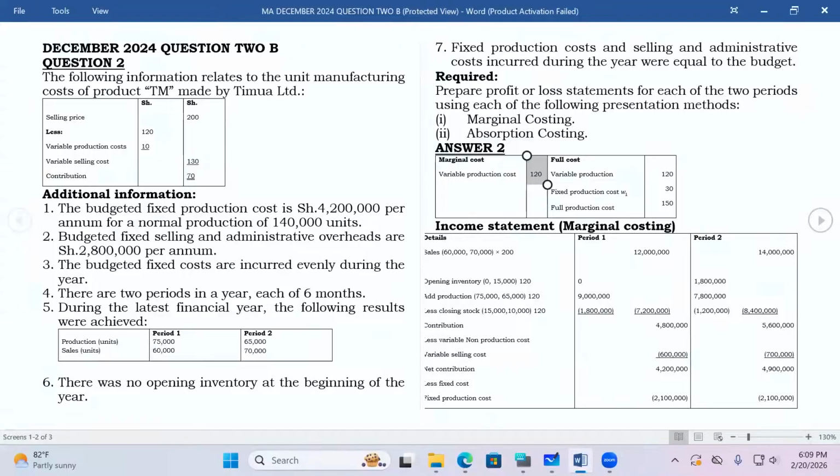OAR stands for overhead absorption rate. When I come to note 1, additional information 1, they have told me the budgeted fixed production cost is 4.2 million for a whole year, isn't it? And as we want to absorb this to each unit, the budgeted fixed production cost is 4.2 million per annum for a normal production of 140,000. So then I should be able to get that fixed production overhead per unit.